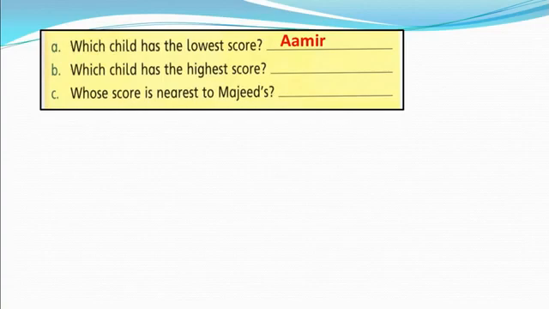Next question is, which child has the highest score? Yes, Majid has the highest score. Okay, the next question is, whose score is nearest to Majid's? Yes, Alia. Now here is question number 2.